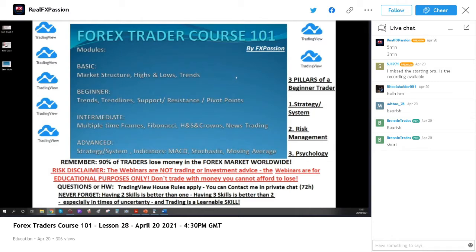Okay, if this is your first time, everybody, what are we trying to do here? We are trying to build the three pillars. Pillar number one is the strategy and or system. Pillar number two is the risk management. We are trying to understand how risk management affects our system or strategy. And pillar number three is the psychology part.